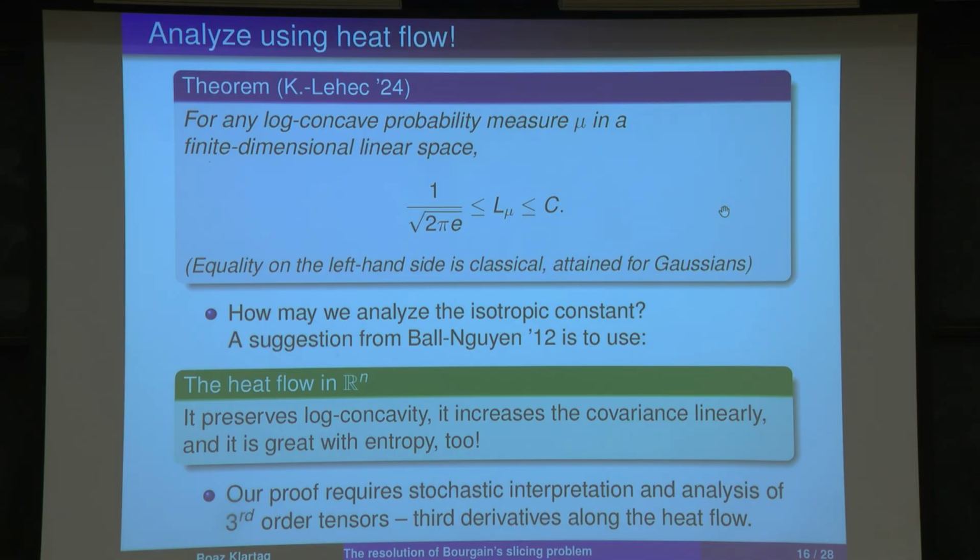So you start with your log-concave measure. You convolve it with Gaussians, let it flow by the heat flow. And why does it make sense for this problem to try to analyze the heat flow evolution? For three reasons. First of all, heat flow in Rn, Gaussian convolution, preserves log-concavity. Gaussian is log-concave, and if you convolve two log-concave measures, you remain log-concave, okay? So it's a very natural thing in terms of convexity.